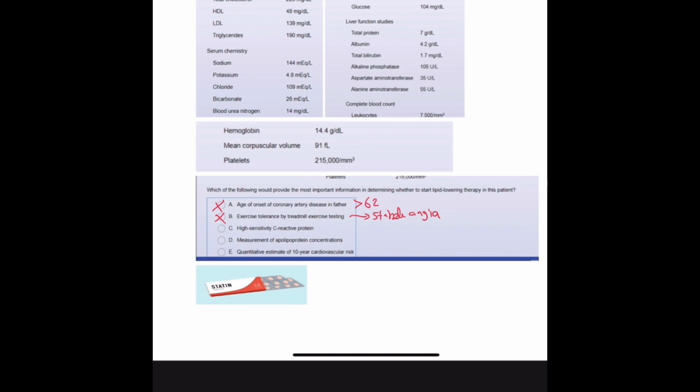Let's see if answer C is correct. A high sensitivity CRP. This is not specific to cardiovascular diseases, and it's not mentioned in the calculator. As well as D. D is not mentioned in the calculator. The apoprotein concentration. Some apoproteins like ApoB100 are lipid structural proteins. So C and D are a big no. Let's see if F works out. Repeated LDL after lifestyle changes. It's not a typical indication for statin therapy unless the LDL is higher than 190. So E is the correct answer. It's the quantitative estimate of the 10-year risk of cardiovascular disease.